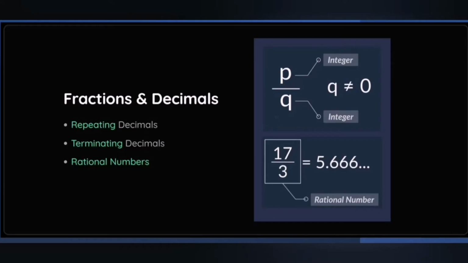Another characteristic that we can use to determine whether the situation is a rational number or not is the terminating decimal. For example, we can write 5.6. For this case, it is a terminating decimal, because 5.6 stops at that decimal place. So we can say 5.6 is a rational number.